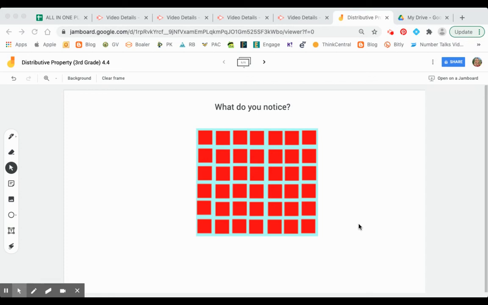So let's see here. Maybe you counted each and every square and you noticed there was 1, 2, 3, 4, 5, 6, 7. Well, there's 7 across the top. Maybe you already noticed that. And then maybe you were like, oh, I could count how many rows there are. 1, 2, 3, 4, 5, 6 rows. So we've got 6 rows and 7 columns. And then maybe you counted each one by one. So how many squares were there if you did that? Did you find out there were 42 squares?